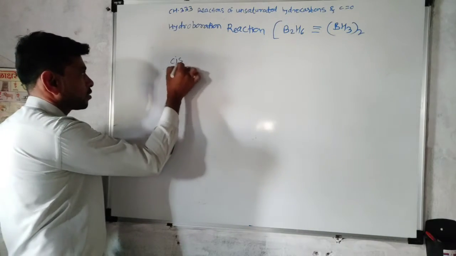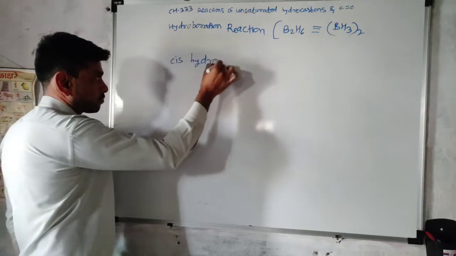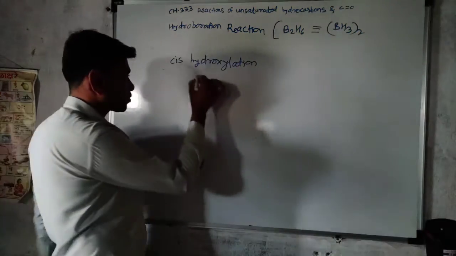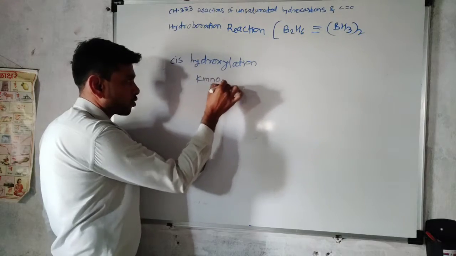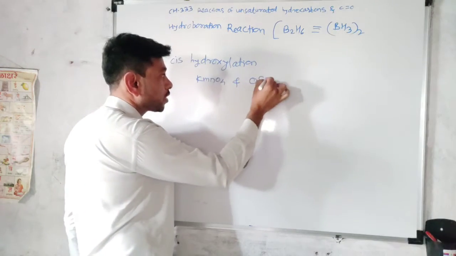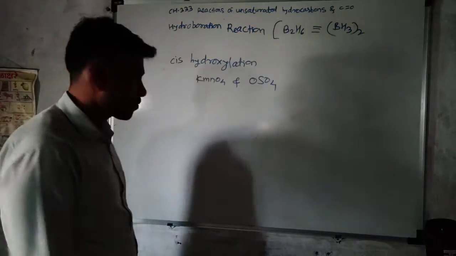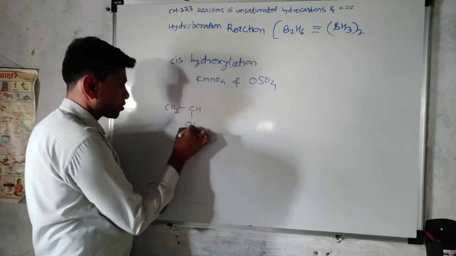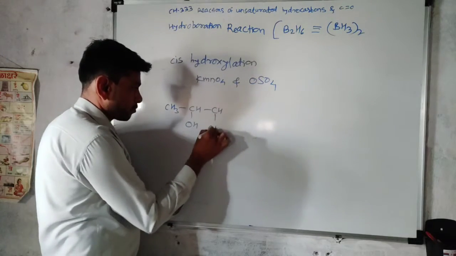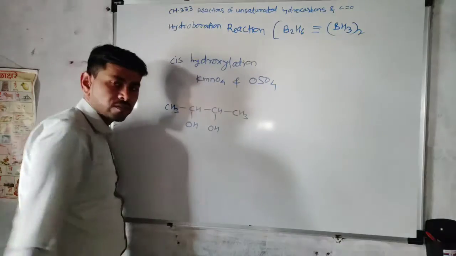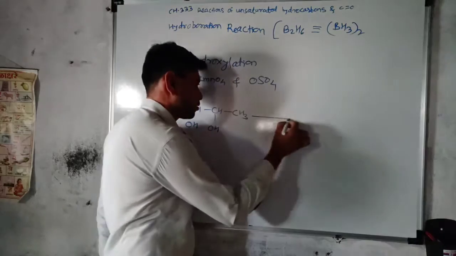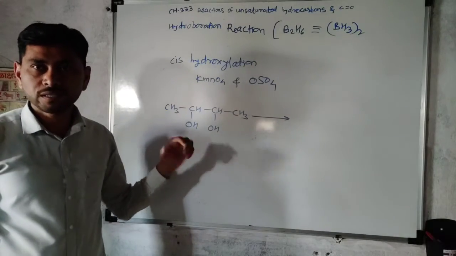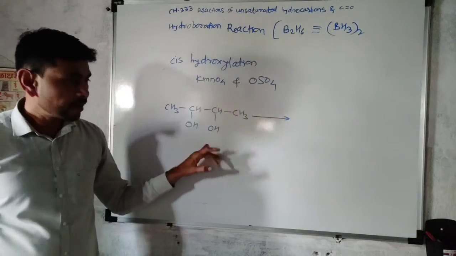Now remember the last reaction, cis hydroxylation, and its limitation. Cis hydroxylation takes place by using KMnO4 and osmium tetroxide. So what happens? We get diol formation. Suppose we obtain such diols. What is the disadvantage of this reaction? It cannot stop at the diol stage. It is difficult to stop the reaction at the diol stage.